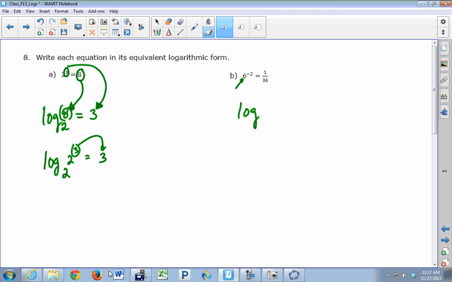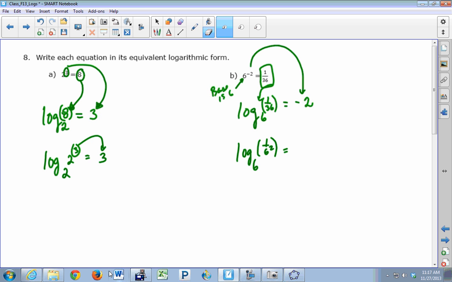6, because my base here is 6. The base of my exponential is 6. The answer to my exponential, my output becomes my input. And my input to my exponential becomes my output. Written another way, if you write 1/36 like this, 1 over 6 squared, which is the same as 6 to the negative 2, your bases are the same, just lift off your exponent.